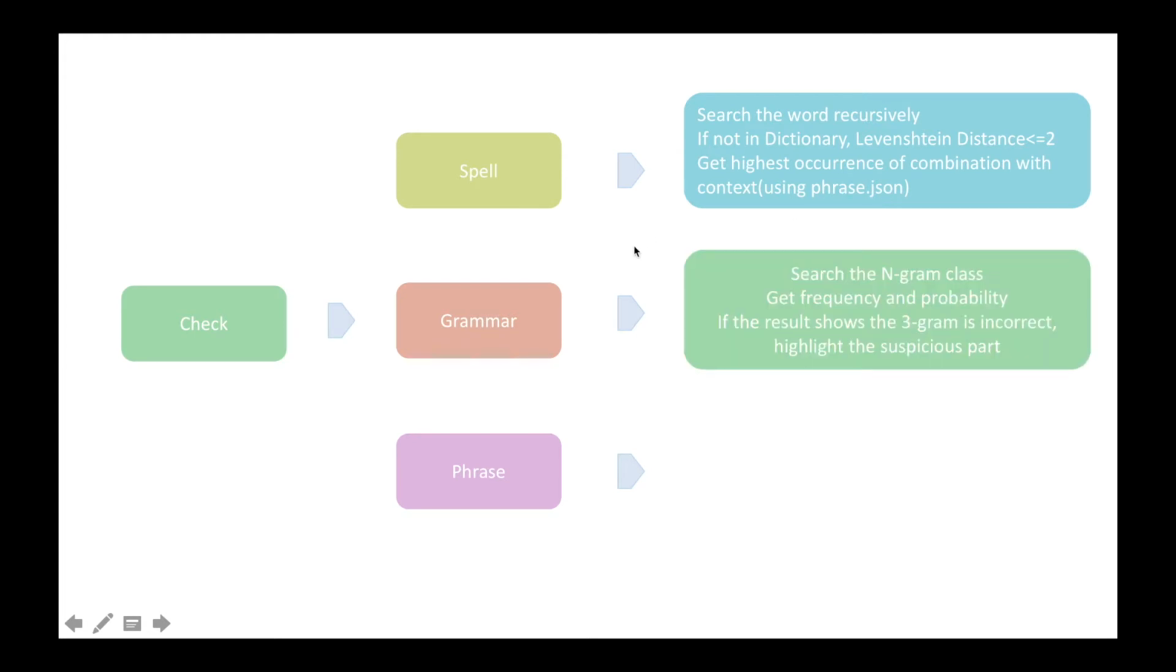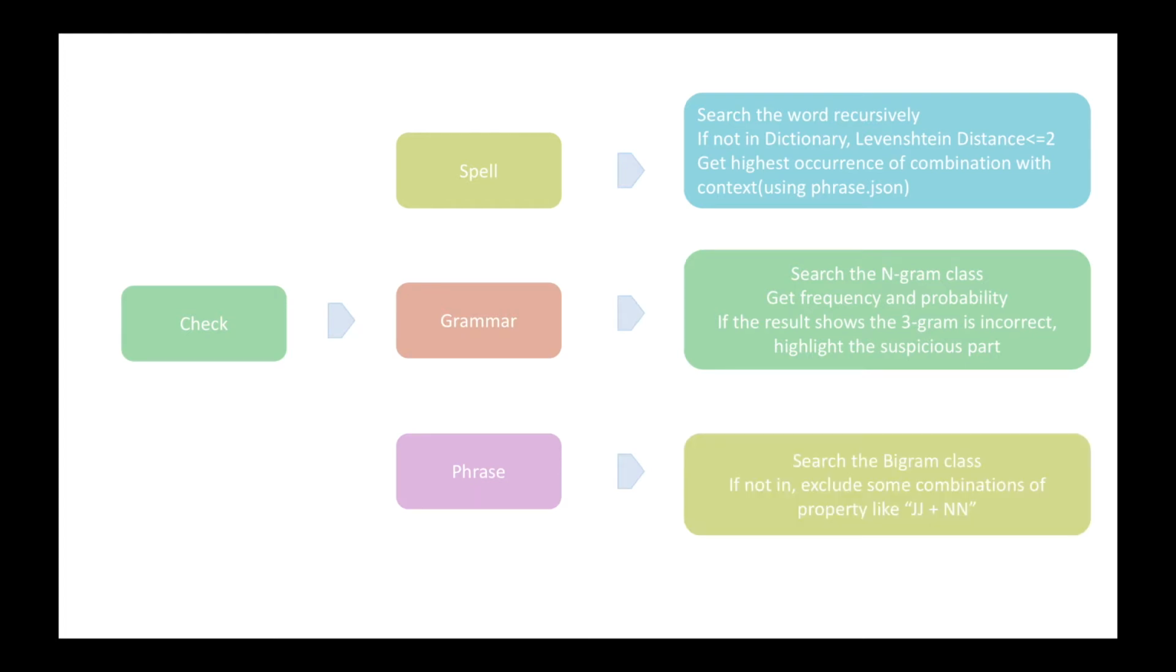For grammar check, we will search the n-gram model and get the frequency and probability in our data structure. If the result shows the 3-gram is incorrect, we will highlight the suspicious part. For the first part, we will also search the bigram class and get the frequency and probability. If the phrase is not in our dataset, we will include some combination of property like adjective plus noun to avoid some incorrect correction.